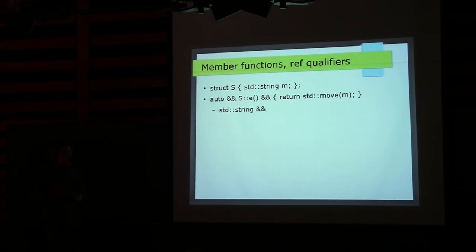So, yes? Does that mean if you don't put the ref, the deduced type will be just a std::string instead of std::string&? Yes. The question was, if I don't put the ref, the deduced type will be std::string, and the answer is yes, which means that this value will always be moved from.